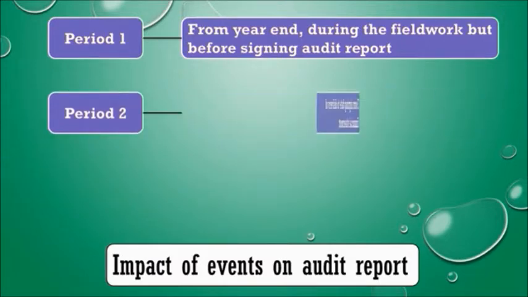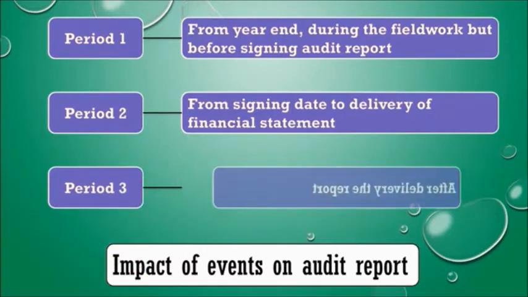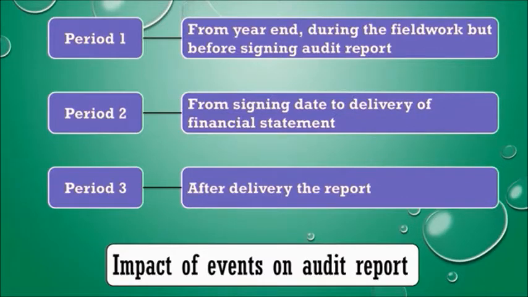Period 2, from the signing date to delivery of the financial statements. Auditors do not have to perform audit procedures. However, management is responsible for informing auditors of facts that may affect the financial statements. Period 3, after delivery of the report. Auditors do not have to perform audit procedures. If the auditor becomes aware of a fact which materially affects the statements, the auditor needs to consider whether the financial statements need revision. They should discuss with management and take appropriate actions.